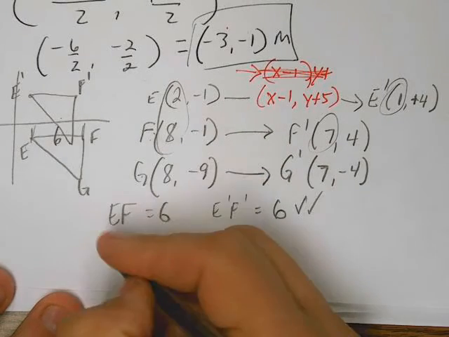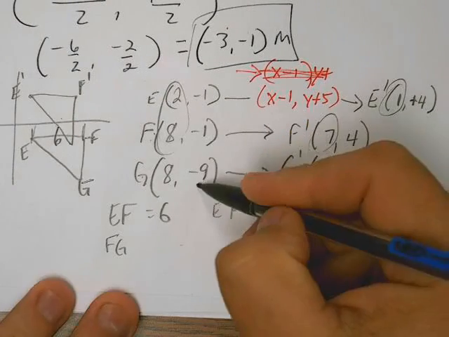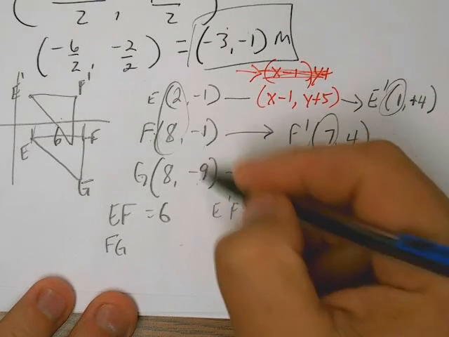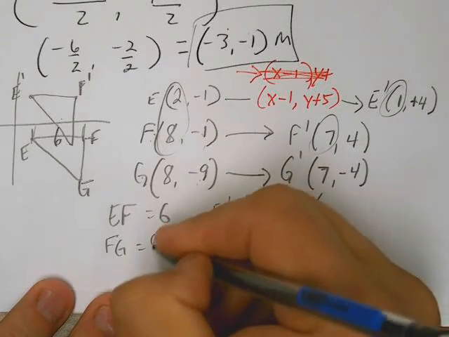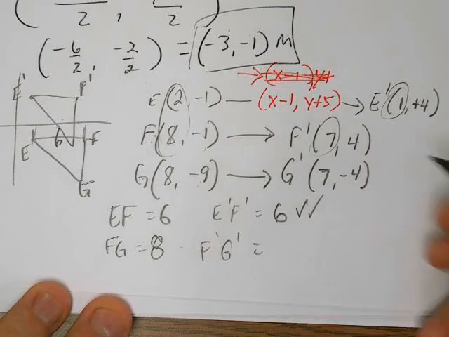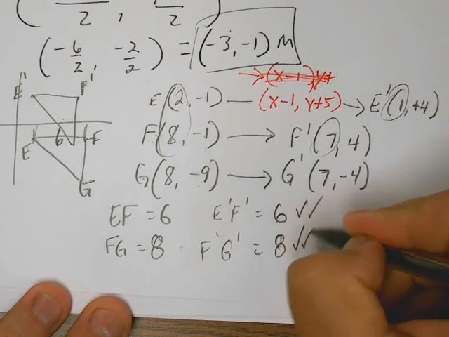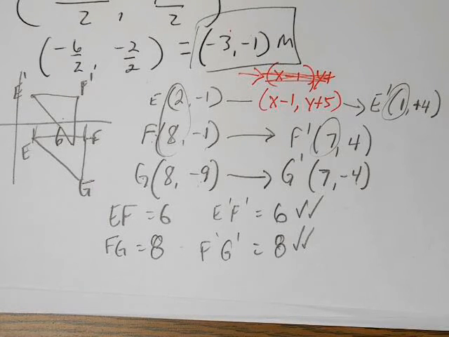Let's go to the vertical one. Let's do FG. That's going from here to here because it's just a single line. So -9 to -1, how far is that? 8. So we'll go F prime to G prime. That's 4 to -4. How far is that? 8. Remember, distance can never be negative. Distance is always positive. Length is always positive.